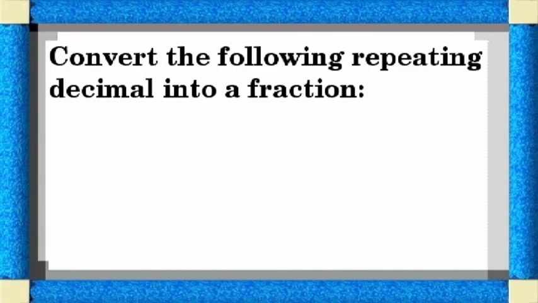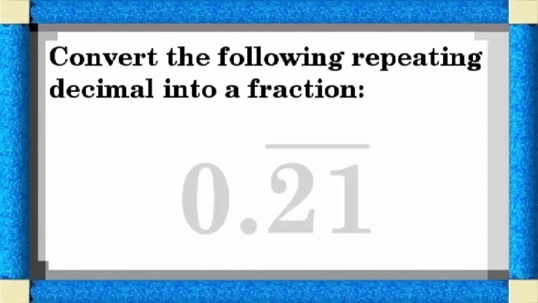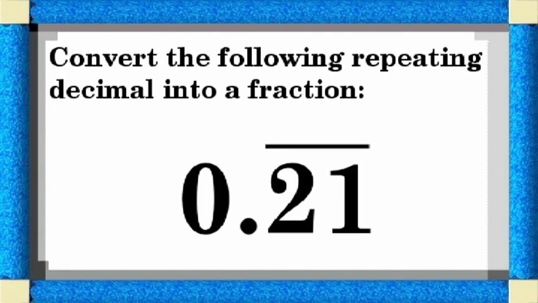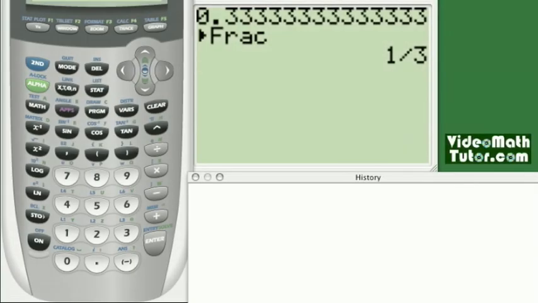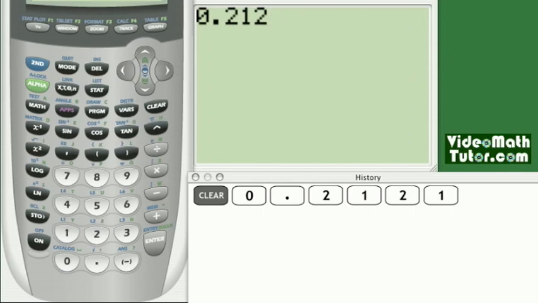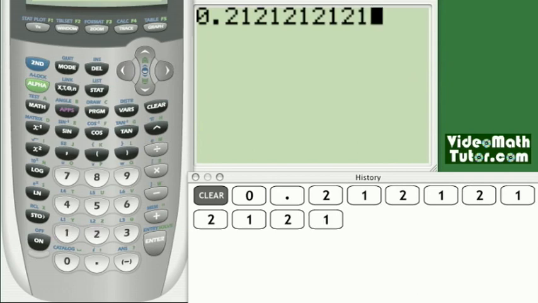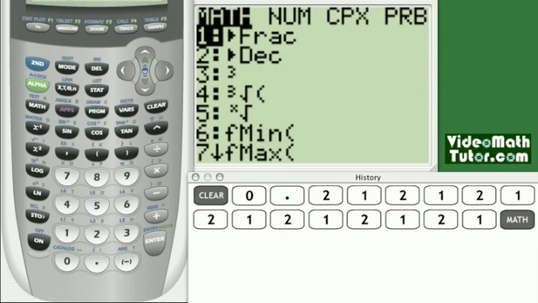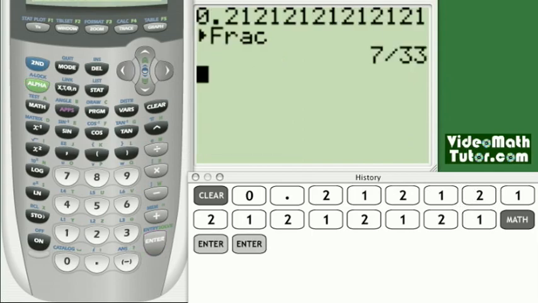Convert the following repeating decimal into a fraction. Now let's do just the very same thing for this problem. We clear, type in our 0.21, and then just repeat ourselves. And then of course, make it a fraction when we're done. And there's our final answer, 7/33.